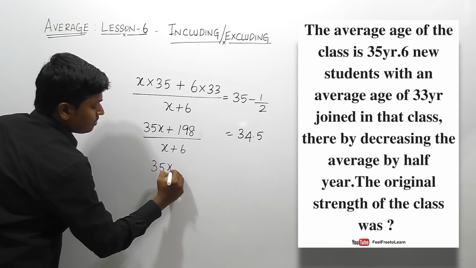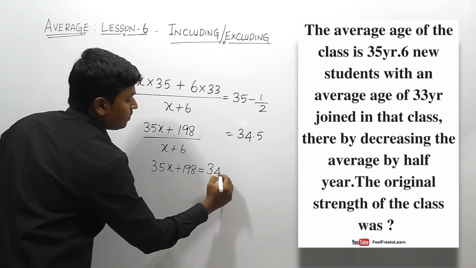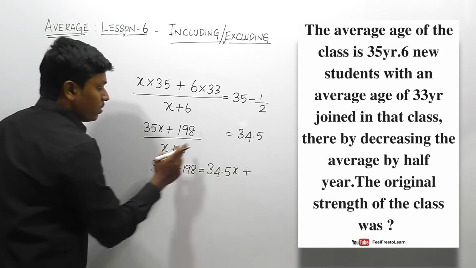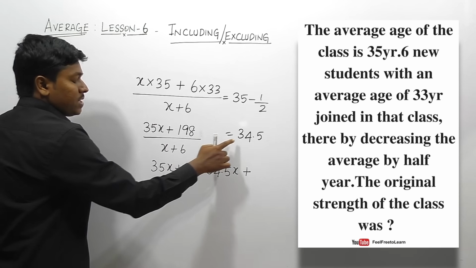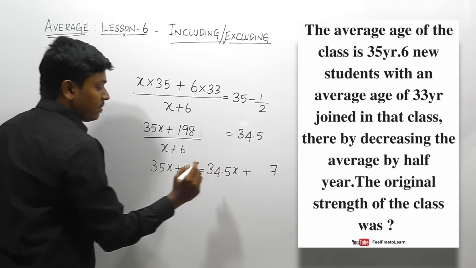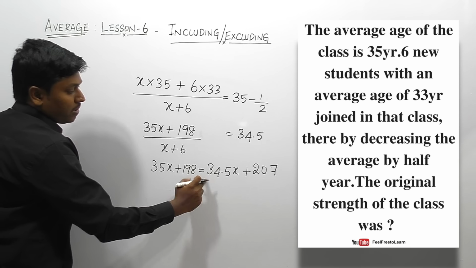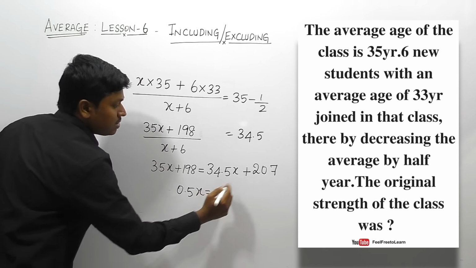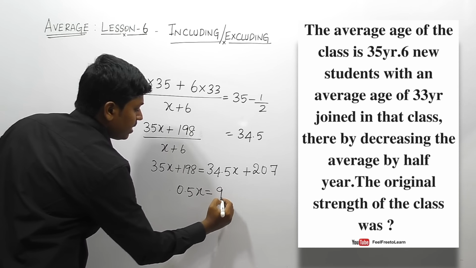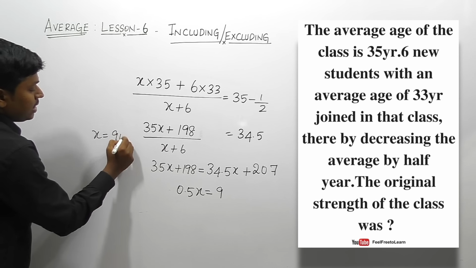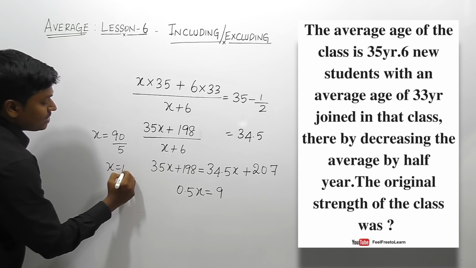So 35x plus 198 is equal to 34.5 into x, that is 34.5x, plus 34.5 into 6, right? So 6 5s are 30, so remainder will be 3. 6 4s are 24, 24 plus 3 will be 27, remainder will be 2, 18 plus 2, so it will be 207. So friends, 35x minus 34.5x will be 0.5x is equal to 207 minus 198. So 207 minus 198 will be 9, right? So x is equal to 9 divided by 0.5, which can be done as 90 divided by 5. So x is equal to 18.